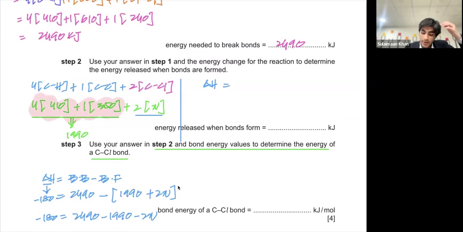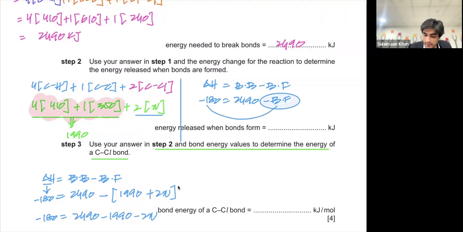Look. That's not what the question is saying. The question is saying, use your answer in step 1 and the energy change to calculate the energy released when these bonds form. You know, the enthalpy change is bonds broken minus bonds formed, right? So enthalpy change is minus 180 and the energy taken in during bond breaking is 2490, and for bond formation, he's saying calculate bond formation in its entirety.